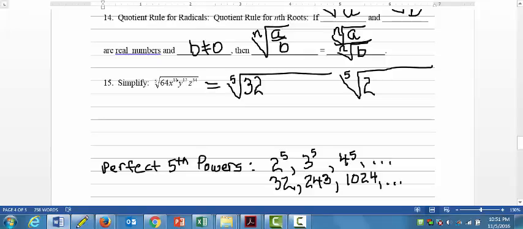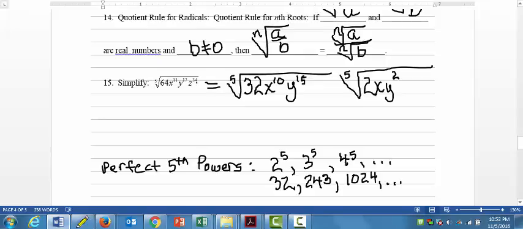Now I look at x to this power and I see that x to the 11th is not a perfect fifth power because 5 doesn't divide evenly into 11. So I rewrite x to the 11th as x to the 10th times x. 5 does divide evenly into 10. Similarly, I rewrite y to the 17th as y to the 15th times y squared.